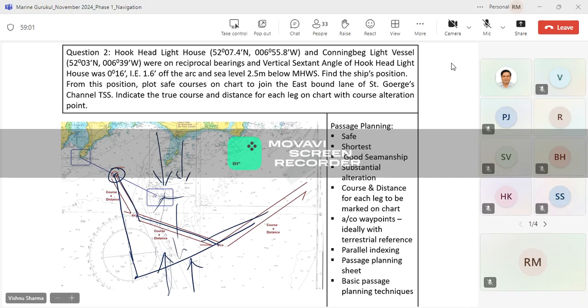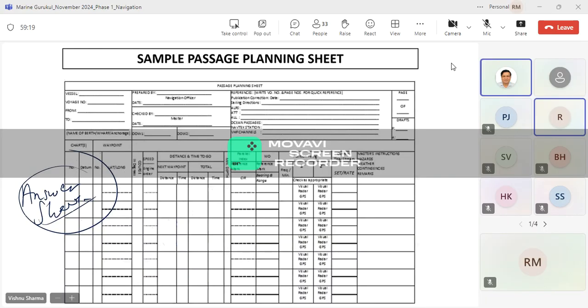Yeah, tell me. Sir, for this question, part two for the courses and distance, can you give examples on the answer sheet? What all will we mention for part two of this question? Beta, what all can you mention from here? You see the sheet here, right? Now, whatever you can fill up on top, you'll fill up.